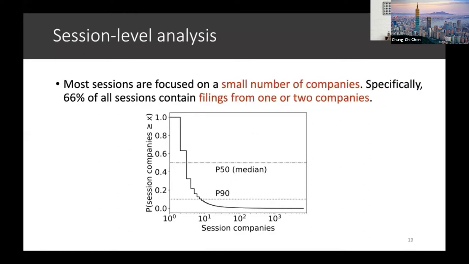In another experiment, we look at the number of companies per session. This figure shows the cumulative distributions of companies per session. And again, we observe that most sessions are focused on a small number of companies. So you don't commonly have a session that contains filings from a lot of companies. Specifically, we observed that 66% of all sessions contain filings for one or two companies and not more. So these are some examples of the exploratory analysis that we have done on this data set.